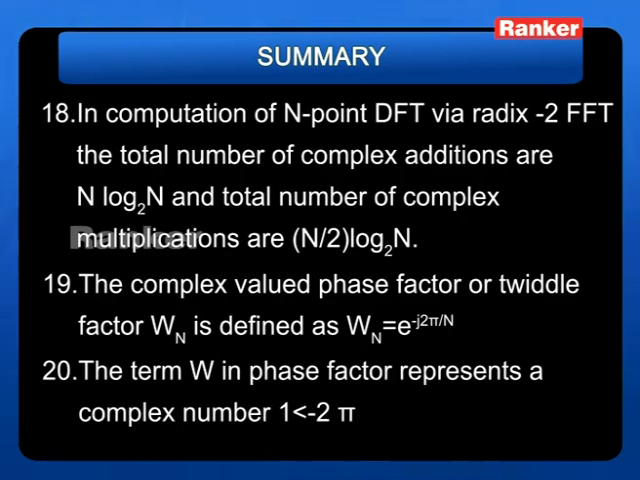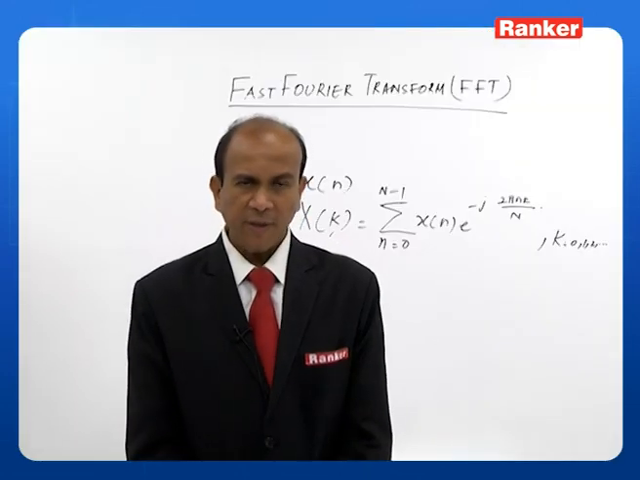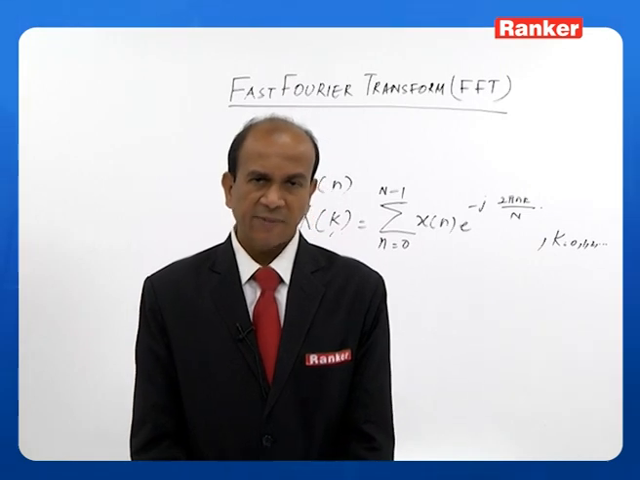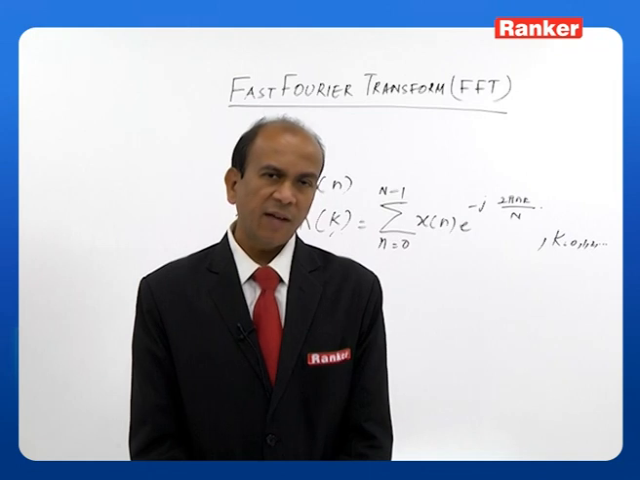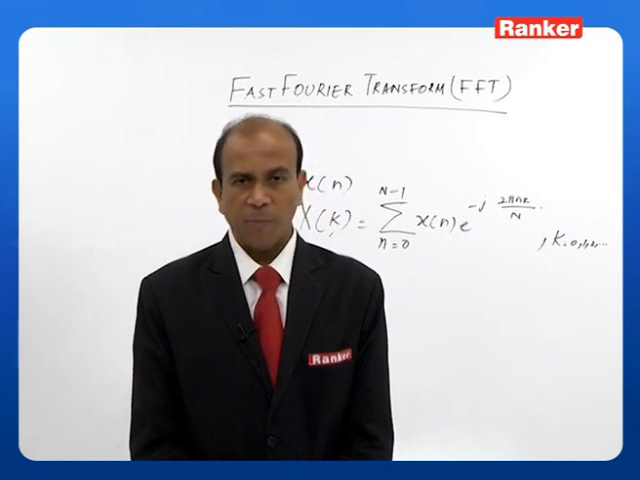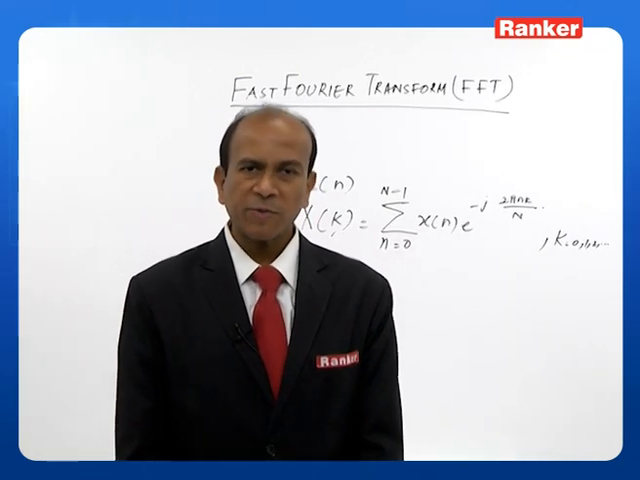So, what does this term W represent in a phase factor? The term W in a phase factor represents a complex number 1 with a phase angle of minus 2 pi. So, this term W in the phase factor is very important, and it represents a complex number 1 with a phase angle of minus 2 pi. Okay, let us look at the 21st point of the summary.